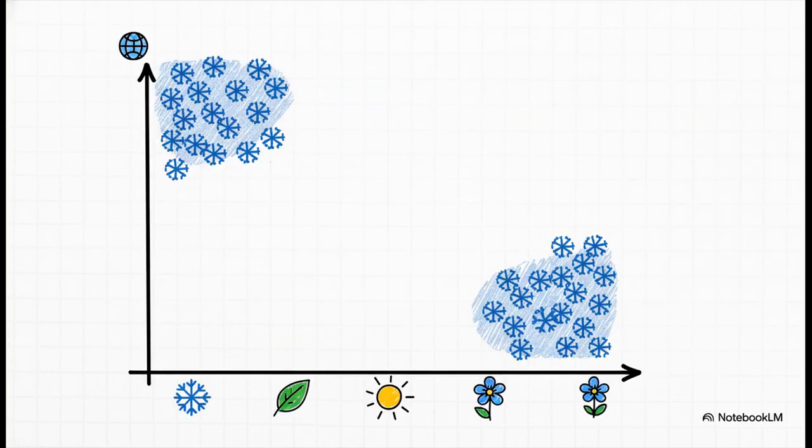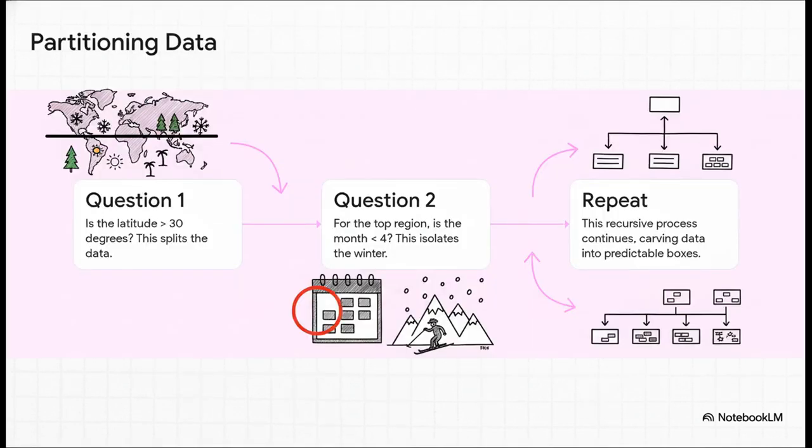Let's make this real. Say we want to predict if you can go skiing based on the month and your latitude on the globe. Now, if you look at the data, you can clearly see two big clusters, right? There's a winter season up in the northern hemisphere and another one down in the southern hemisphere's winter. So how would a decision tree figure this out? Well, it might start with a really broad question, like, is the latitude greater than 30 degrees north? Boom! That one question just split the world in half.